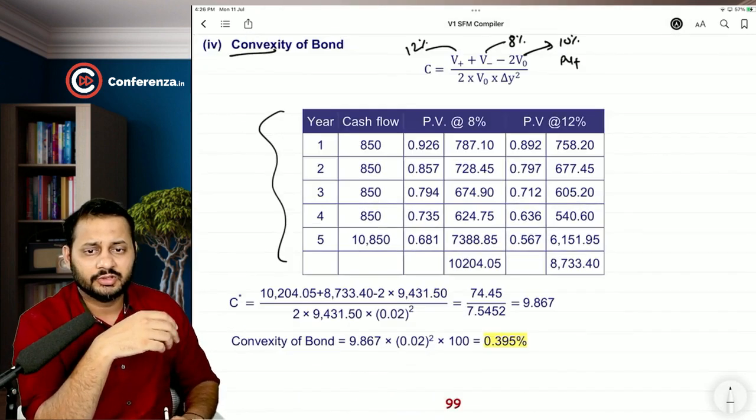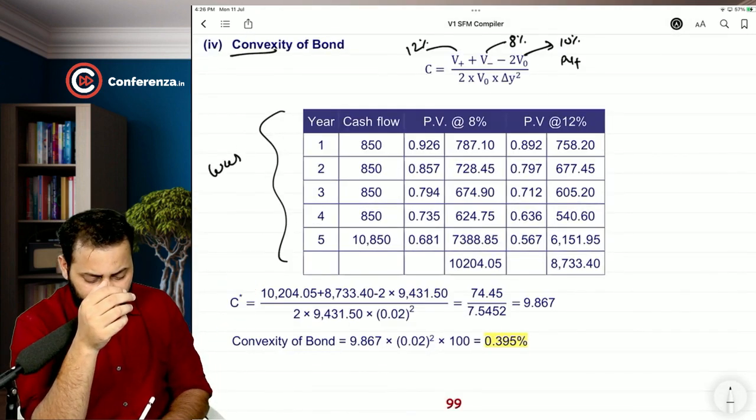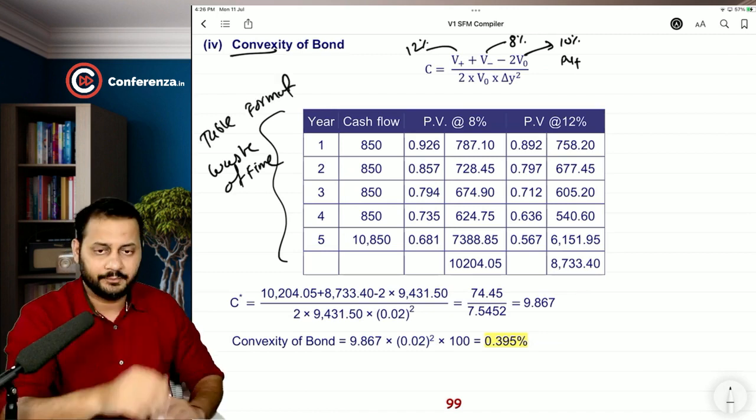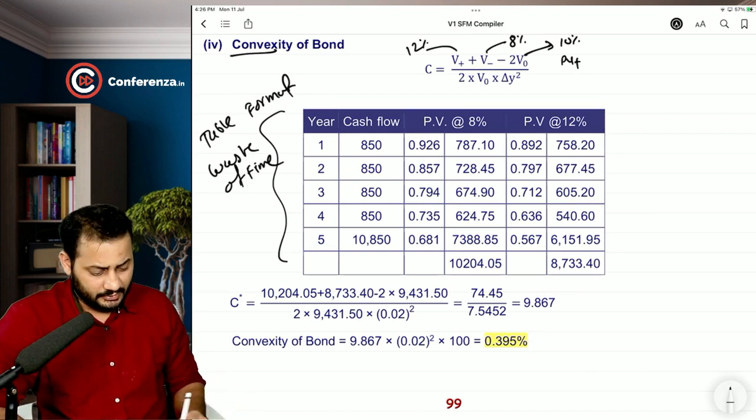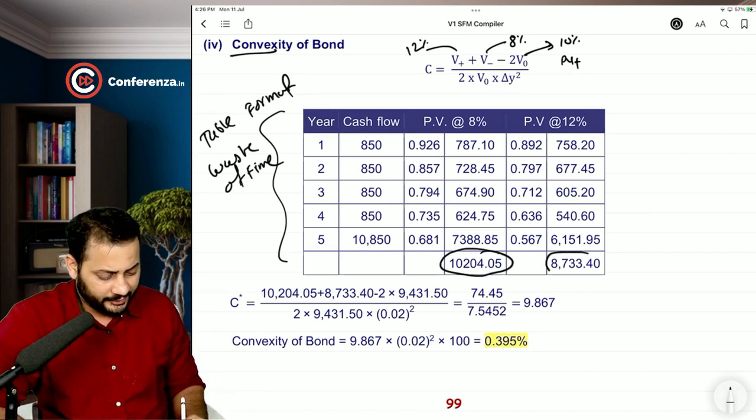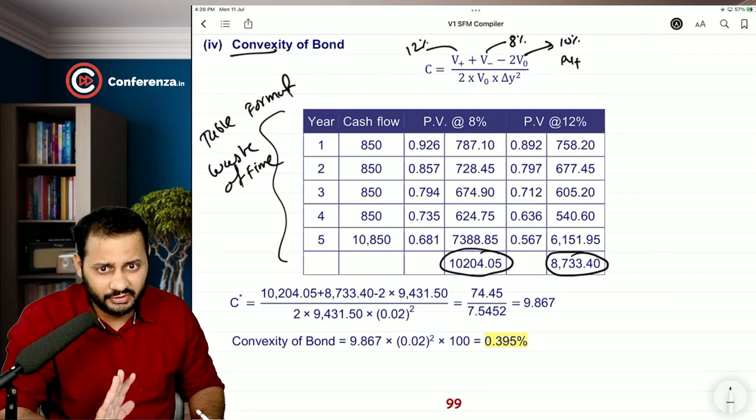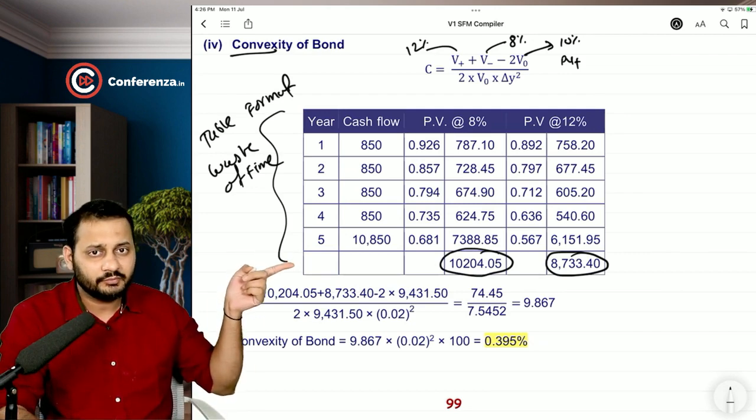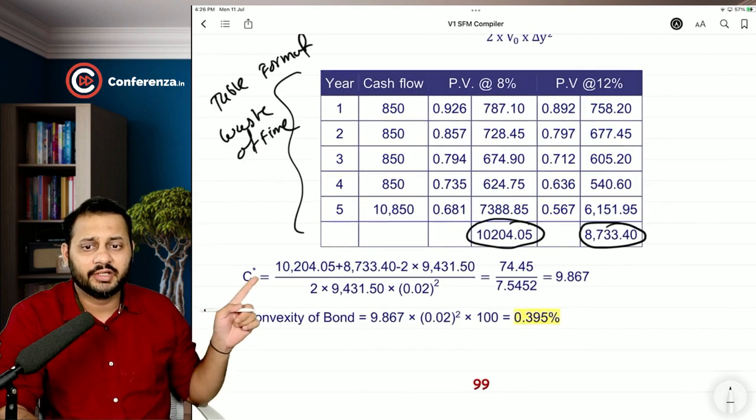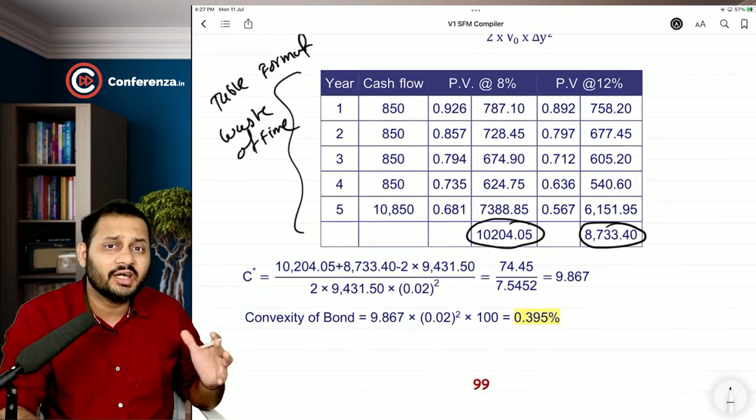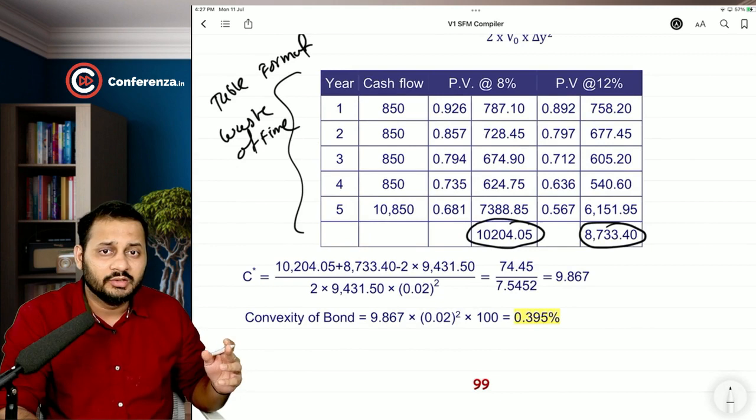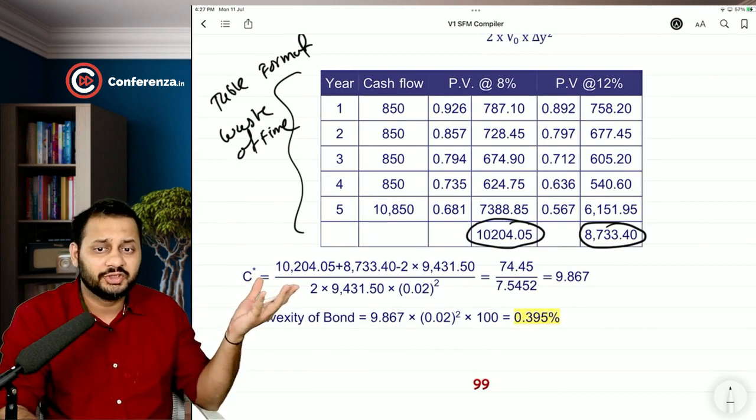Okay. Then comes the convexity. I also told you that the table format is going to be a waste of time. Nevertheless, I am not repeating how to calculate the market price at 8% and 12%. It is very easy. Interest into annuity factor plus redemption value into present value factor. You can do that. Now you have all the 3 figures. Put it in the formula. Try doing it at home. There is nothing that I should teach you in this formula.